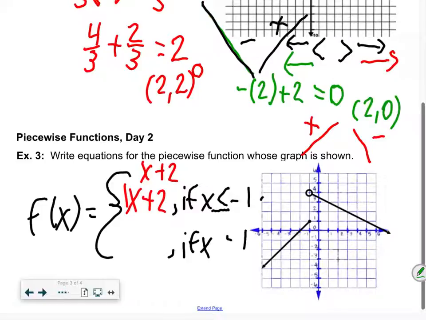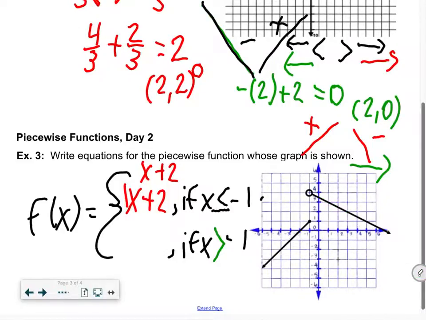So if you look at this line, notice we have an open dot. So I'm not equal to. Am I greater than or less than? Going to the right, I'm greater than. It is not equal to because it's open.